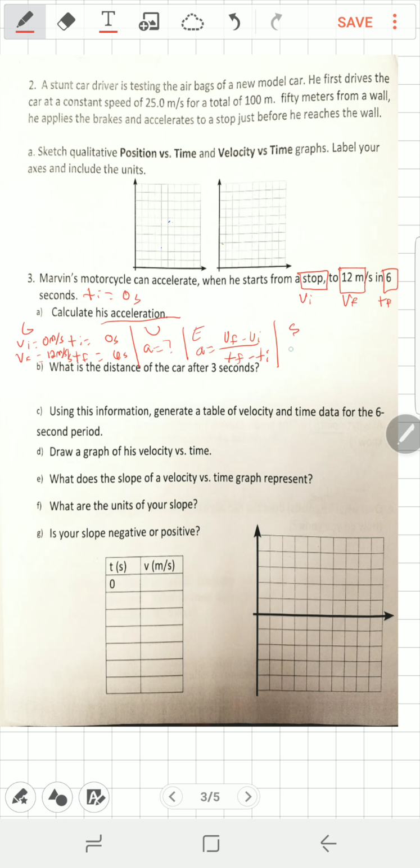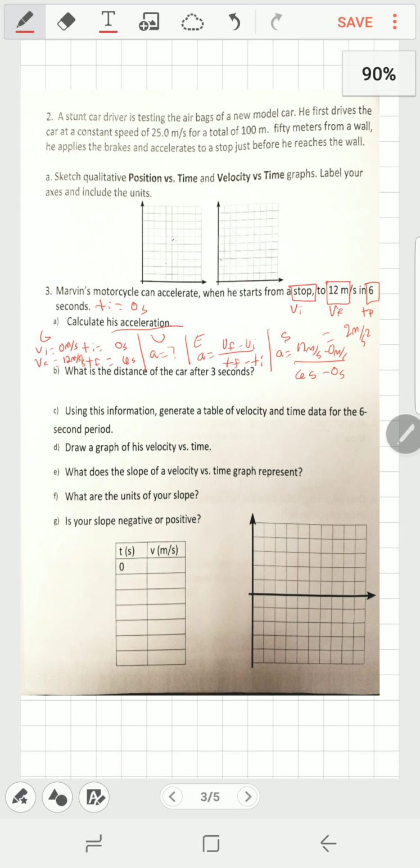Then we substitute, and our a is going to equal 12 meters per second minus 0 meters per second over 6 seconds minus 0 seconds. And when I get done, my answer is going to equal 2 meters per second squared. Okay. Now, I'm going to come over here and I'm going to focus on that.